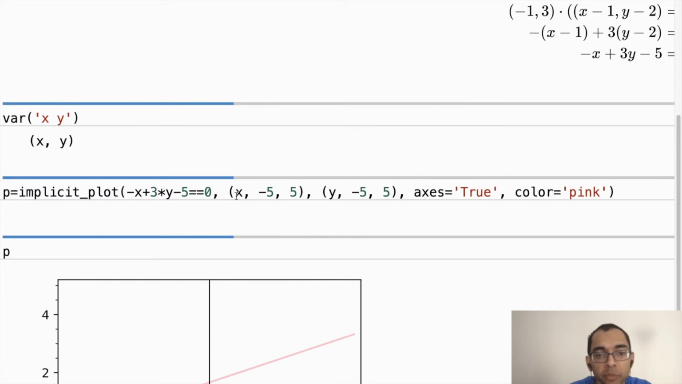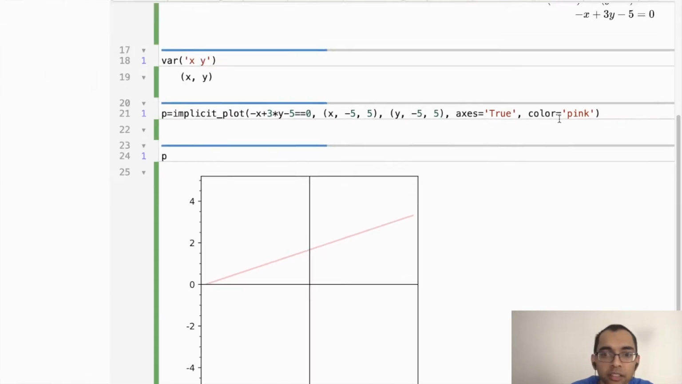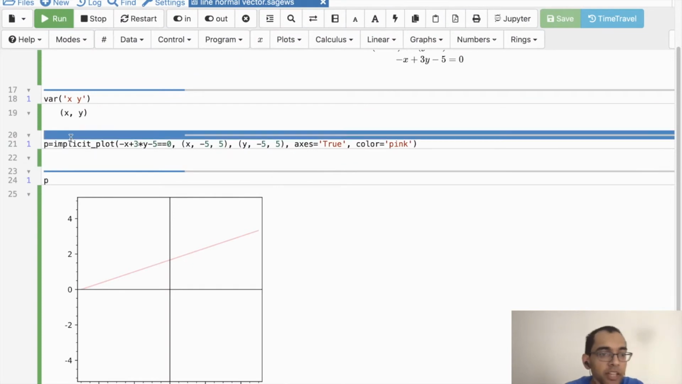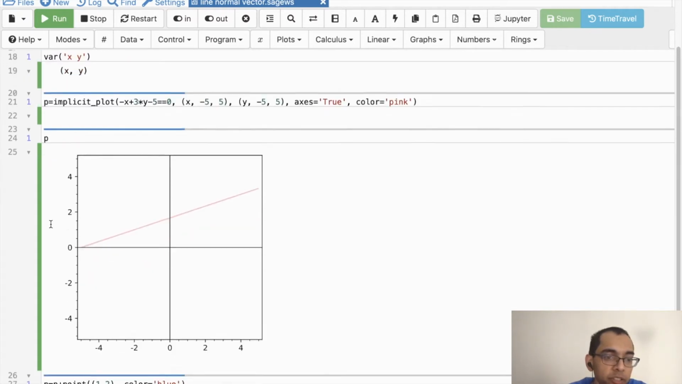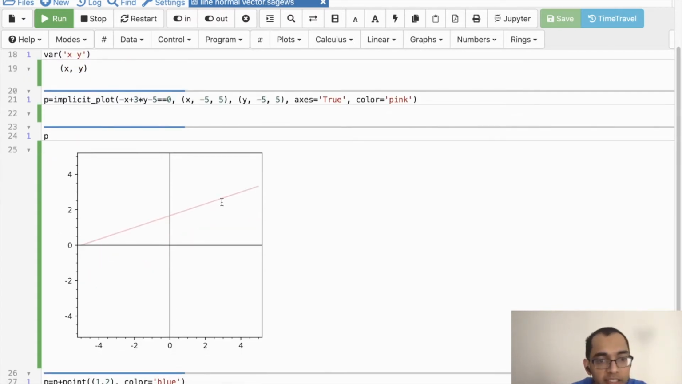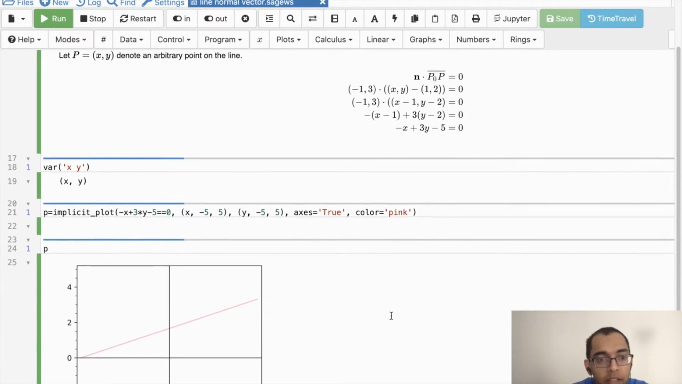Then we enter the range of x. I've chosen x to range from minus 5 to 5, and y to range from minus 5 to 5, and then I included the axes and color, which are just options. I'm calling that plot object p, and then I ask what p is equal to, and it's this line here. So this is plotting the equation of the line, negative x plus 3y minus 5.